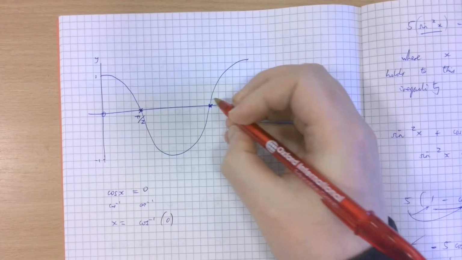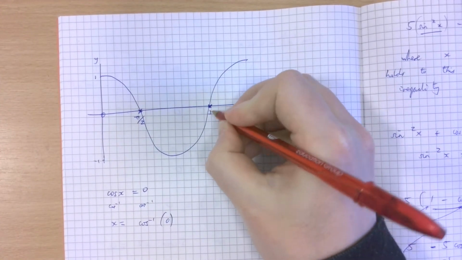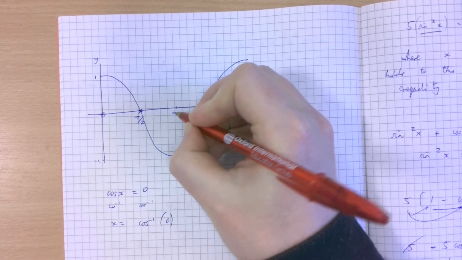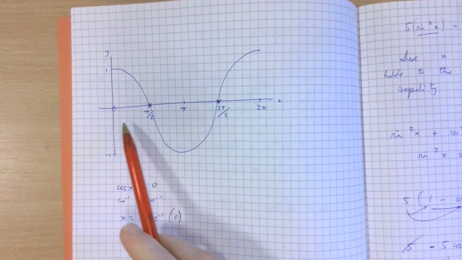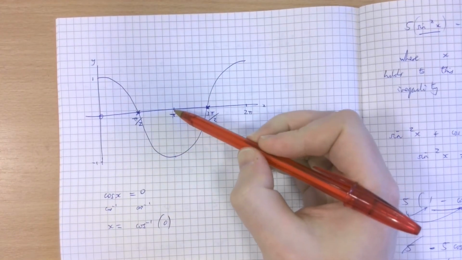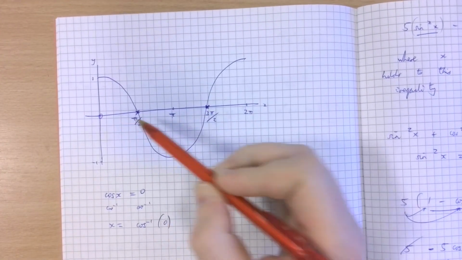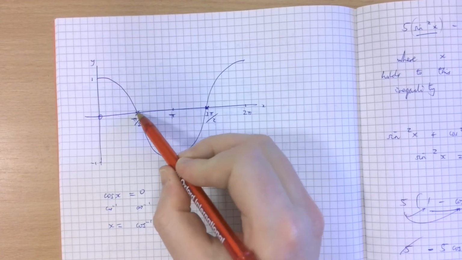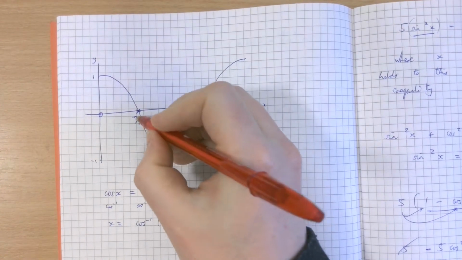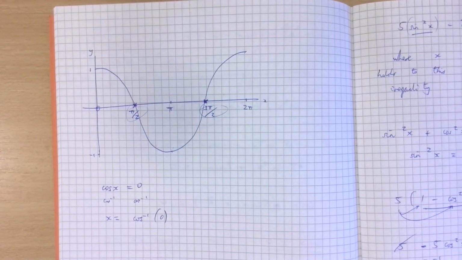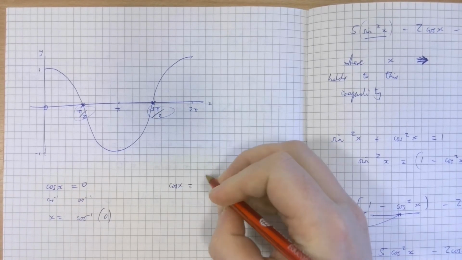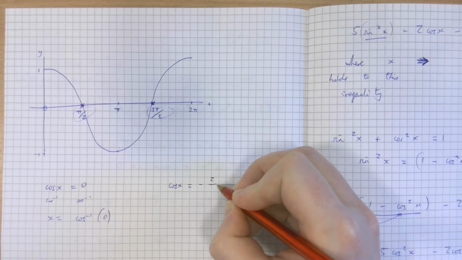But it also intersects with this part of the graph, which, if you've spent any time looking at the way these graphs behave and what the key points are on these graphs, you'll know that the minimum is where x is pi, and the two x-intercepts between 0 and 2 pi are pi over 2 and 3 pi over 2. So those are two solutions for this equation. The other one we had was cos of x equals minus 2 over 5.